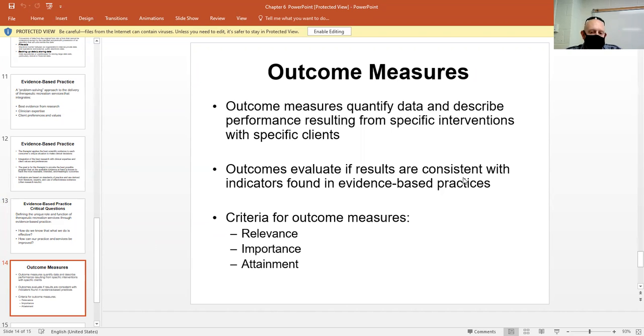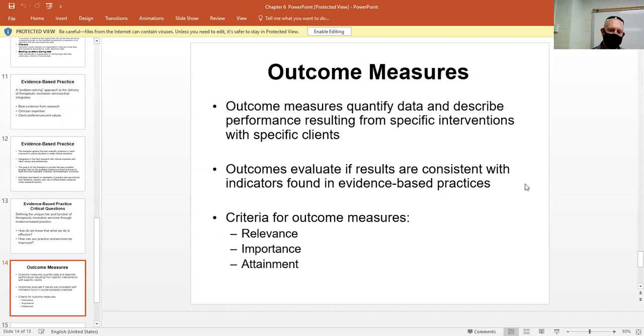Outcomes evaluate if results are consistent with indicators found in evidence-based practices that you use to make your choice to do what you did. Because what you did, you need to look to see if someone else has done something similar. If they did, and it was terrible, then you probably shouldn't have done it. If you can find consistent failures in what you were trying to do for practice. But when you look and you see evidence-based practice, it allows you to predict how it's going to turn out, for lack of a better way to put it.